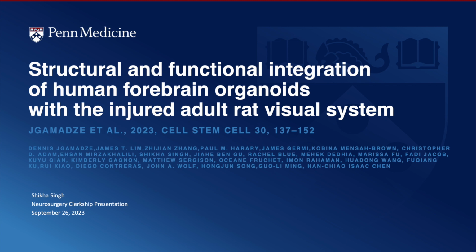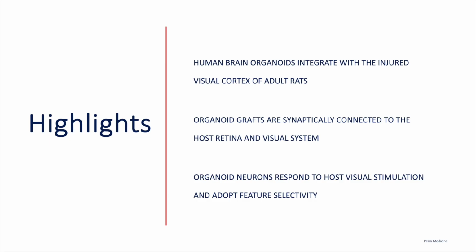In this presentation, I'll take us through a brief tour of all of the figures in the paper to give a good overview of the paper's results. This paper was published earlier this year in Cell Stem Cell, and it comes from the lab of Dr. Isaac Chen in the Department of Neurosurgery at Penn. It's been a privilege of mine to be a part of this published work, as well as future endeavors in Dr. Chen's lab. To start off, the paper has 3 highlights.